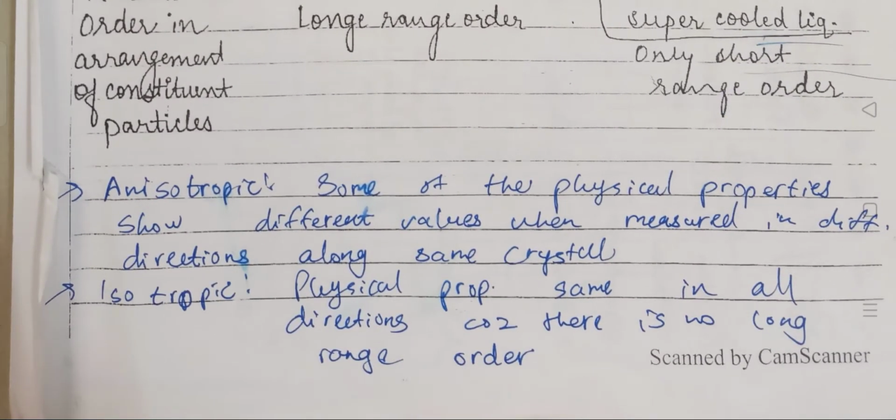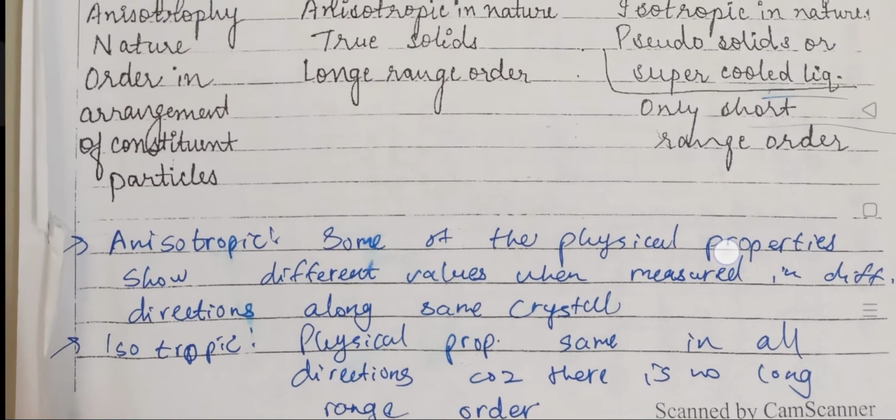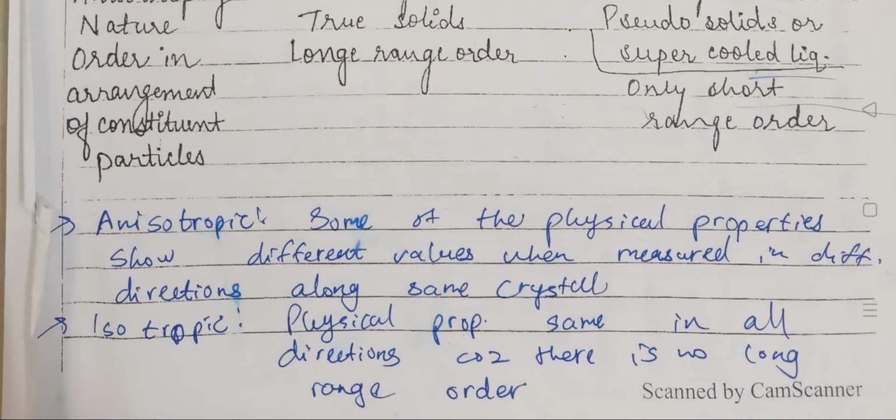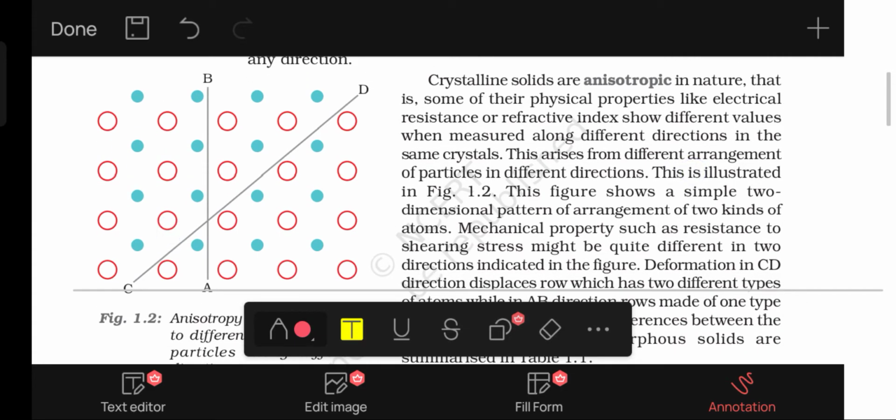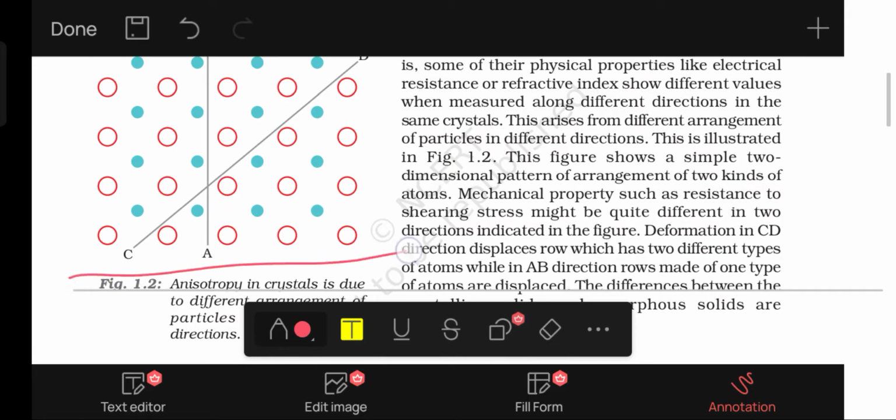Anisotropic means that some of the physical properties show different values when measured in different directions along the same crystal, and isotropic means that the physical properties are the same in all directions because there is no long range order in amorphous solids. So right here we have a crystalline solid.